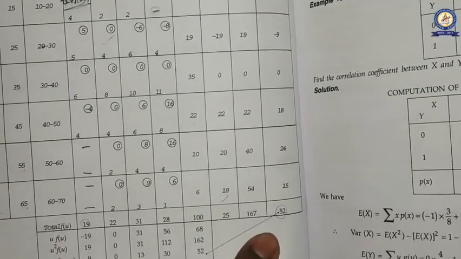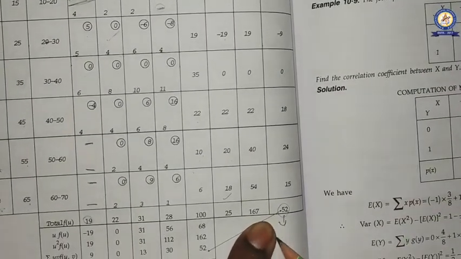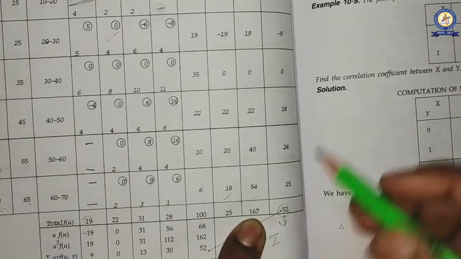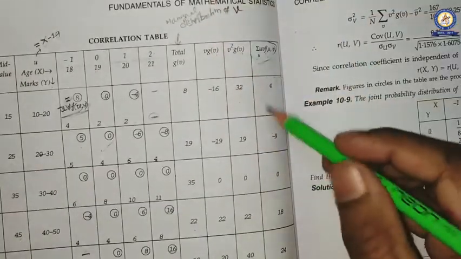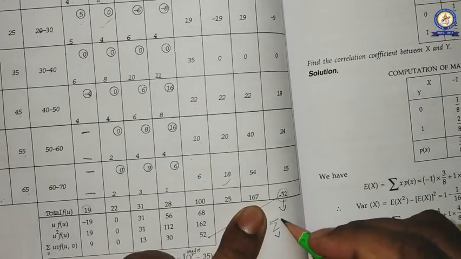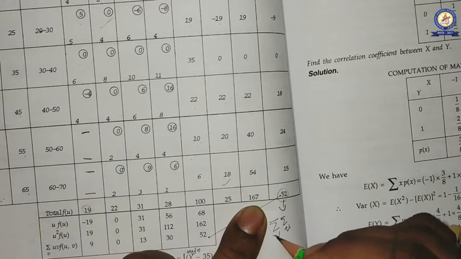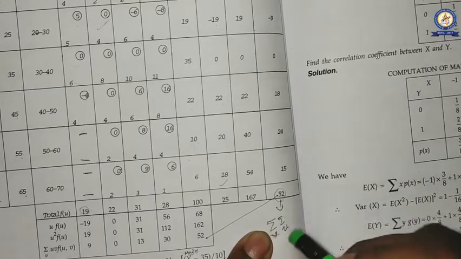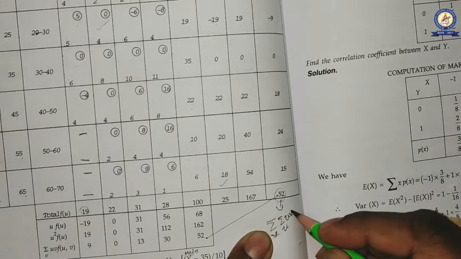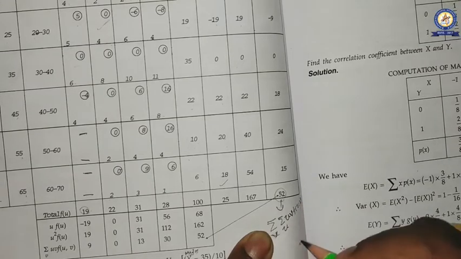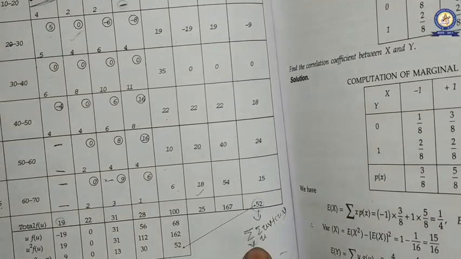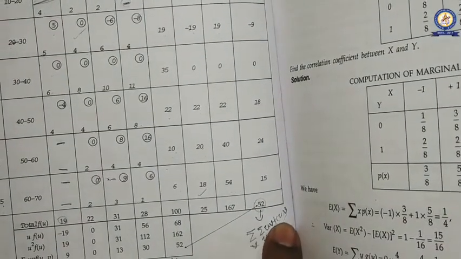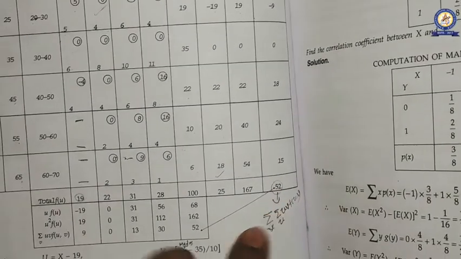This 52 is nothing but the summation over u. We found it for each value as a summation over u, and if I add all the values, that means summation over v, summation over u, of uv f of uv. This 52 means that summation over v, summation over u, uv f of uv equals 52, right?